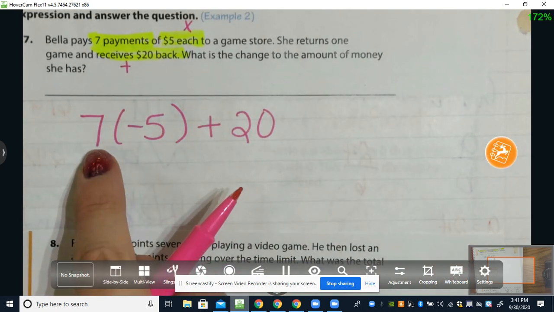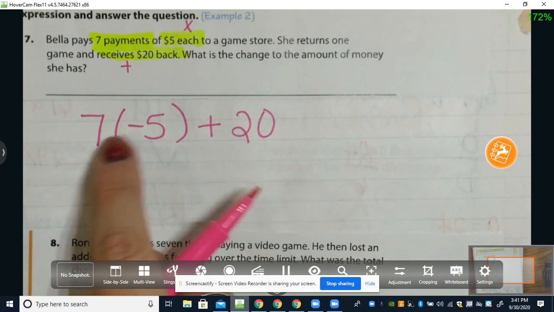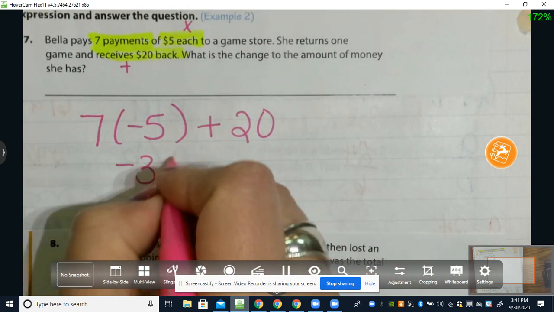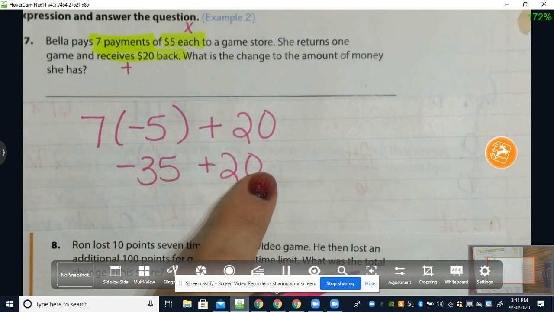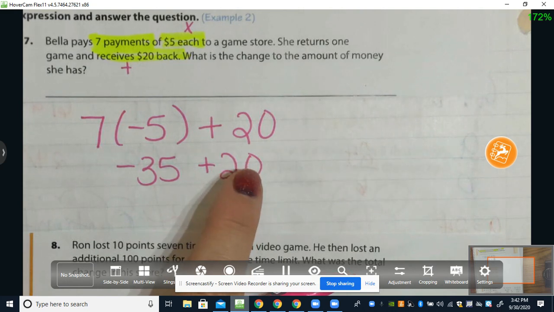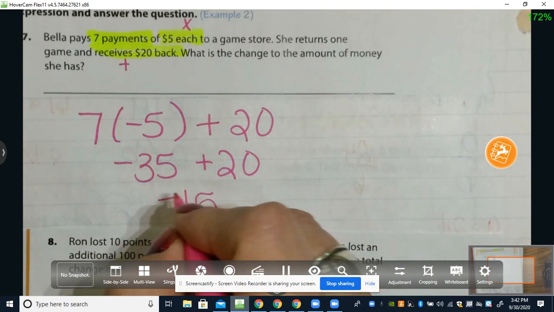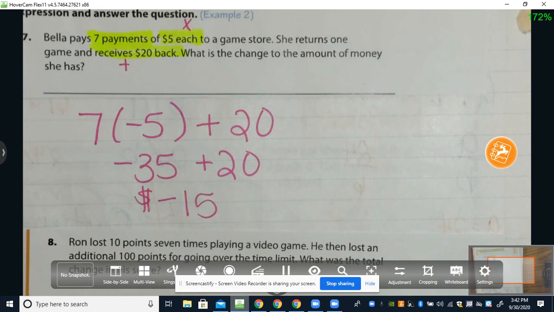So if we look at this, we need to solve it with order of operations. We need to do multiplying first. So -5 times 7 gives me a -35 plus 20. I have different signs, so I subtract. So 35 minus 20 gives me 15. I have more of a negative than a positive, so it would be a -$15. That was the change to the amount of money that she has.